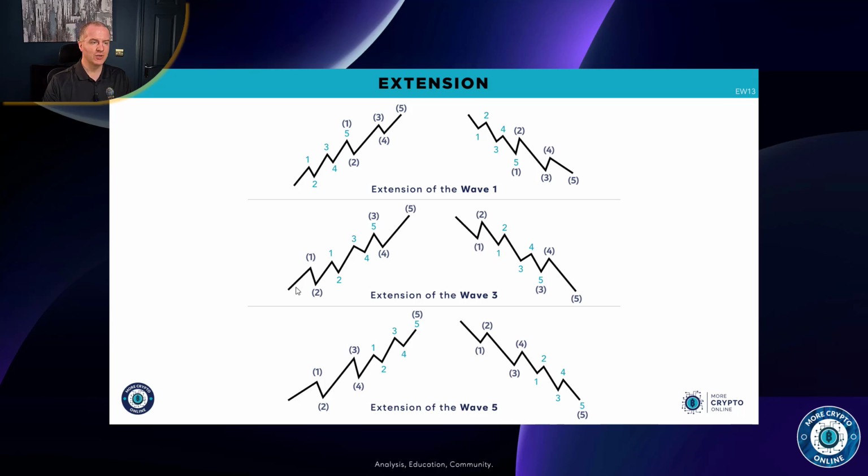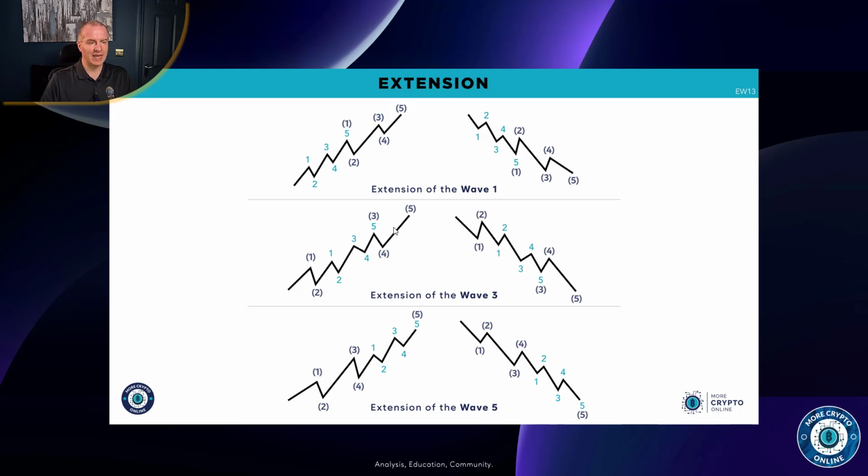Essentially, you get more waves than 5. 1, 2, 3, 4, 5, 6, 7, 8, 9. So you can have 9 waves in an extension. You could even have wave 3 and 5 extended, and you get even more waves. But again, it all comes down to the standard 5-wave pattern.